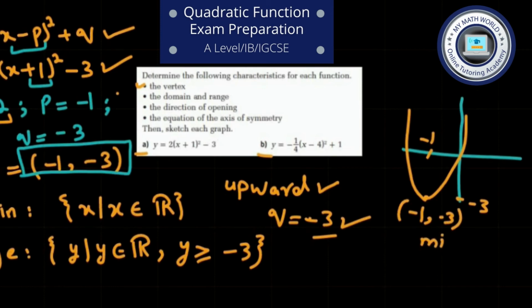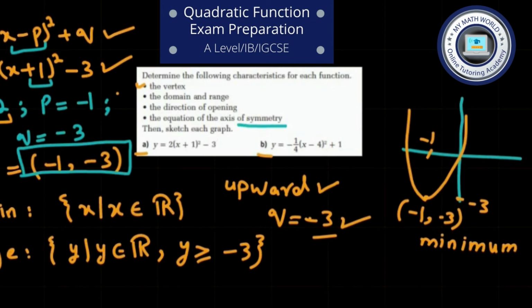would be the minimum value. Why is it the minimum value? Because direction of the graph is opening upward, so whenever the direction is upward, in that case the vertex would be the minimum value of that graph. Okay, next thing which we have to consider is the axis of symmetry.